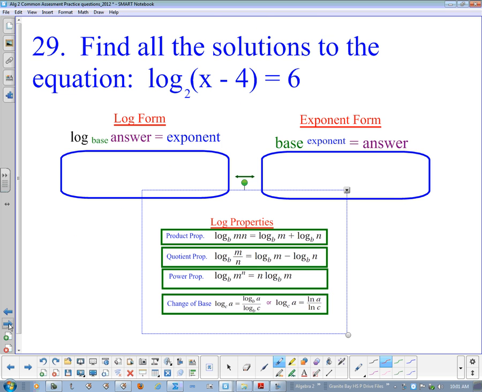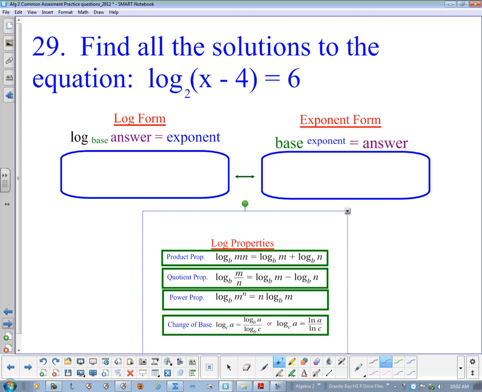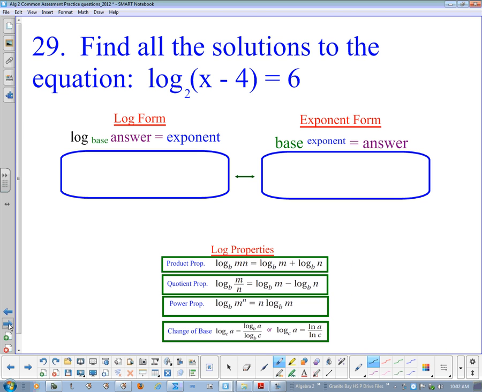Moving ahead, 29, find all the solutions. Here is where tons of mistakes are made. You have to make sure you know your logarithms. It says find all the solutions to this equation here. Well, you have to be careful. In log form, this is log, we have a base of 2, an answer of x minus 4 is equal to 6. It's going to be rewritten. Base is 2, raised to the exponent 6, and that's going to be equal to the answer. The answer is x minus 4.